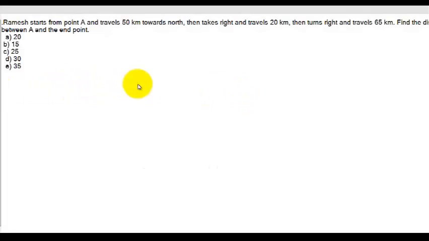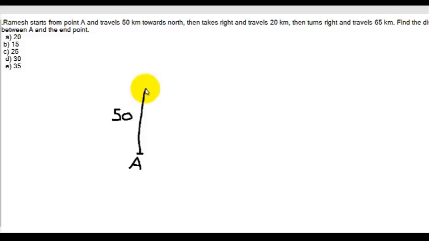Now this is a much more advanced question than the previous one. Let's start. Ramesh starts from point A and travels 50 km towards north. This is 50 km. This is the initial point A. Then he takes a right turn and travels 20 km.